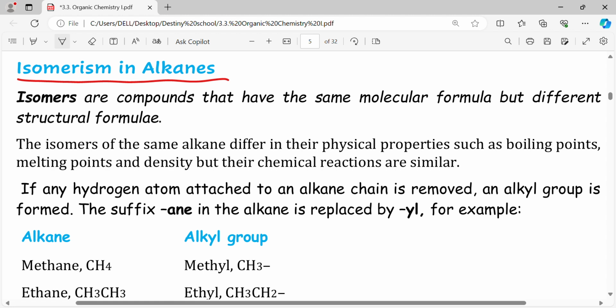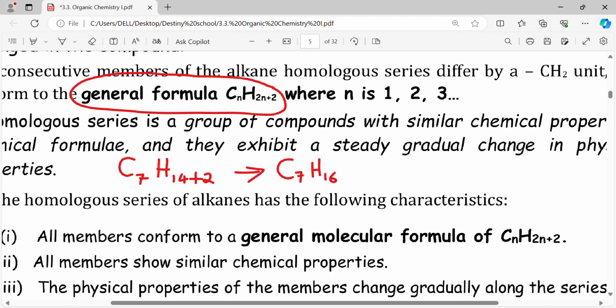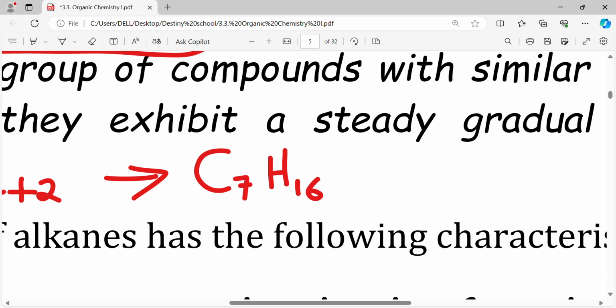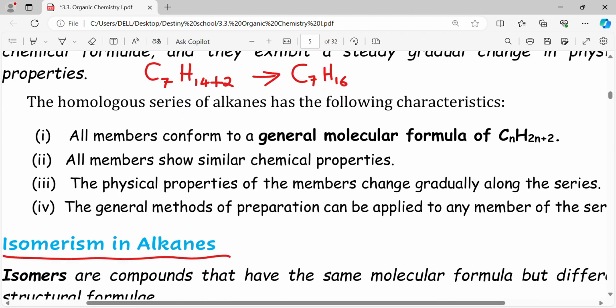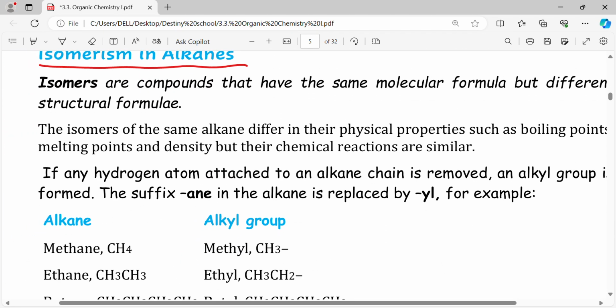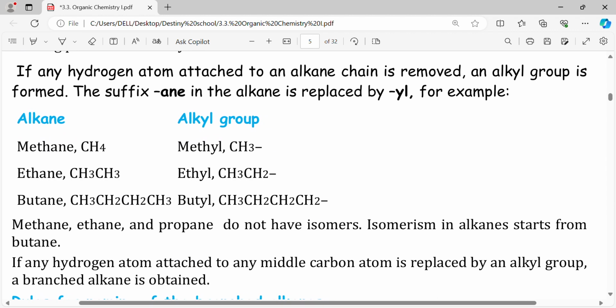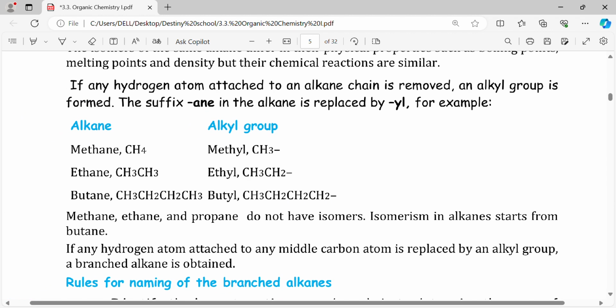I'll explain that perfectly, but at the moment, let's just know it that way. I'll draw to show the difference. Isomers are compounds that have the same molecular formula but different structural formula. Molecular formula is what we write simply, like C7H6, but structural formula is drawing it out, where you see the C's with hyphens, those bonds. So those are structural formula.